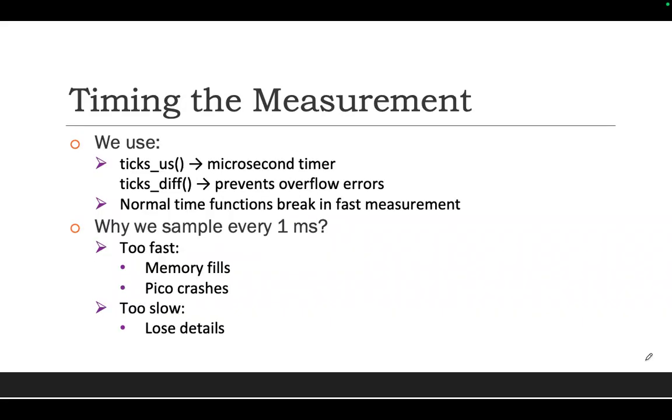Timing the measurement. In this lab, we use a new function. This is the time now, the microcontroller time now, and this is the difference in time. This prevents overflow errors; normal time functions break in fast measurement. I just talked about why we sample at a given interval. Too fast, memory fails and the Pico crashes because it's not efficient. Too slow, we lose details. Am I right? Any questions so far?